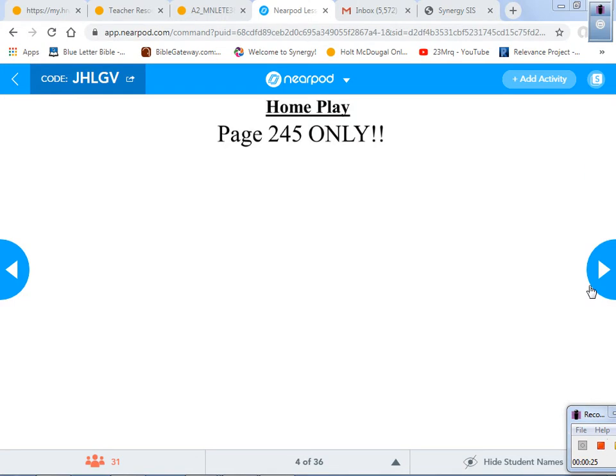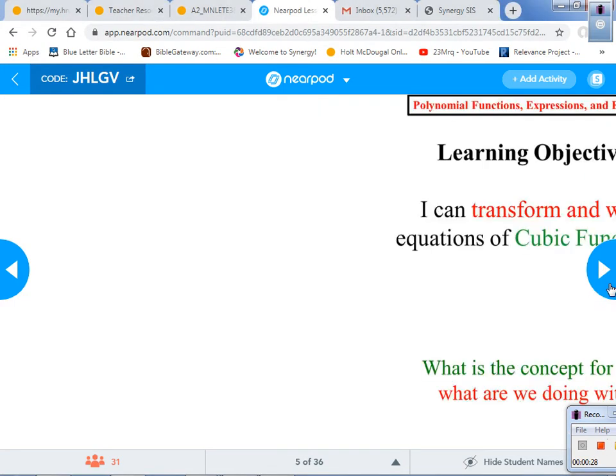Anyways, page 245. Our objective for today: I can transform and write equations of cubic functions. So we're still on cubic functions. Today we're going to finish with this. Yesterday we focused on what? Transforming. So today we're focusing on writing the equation.